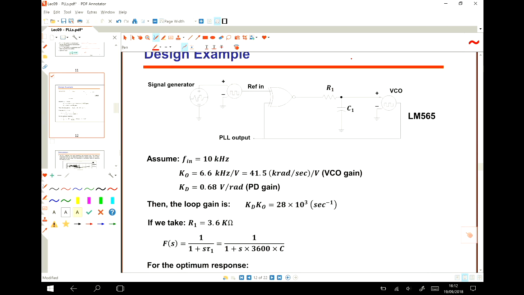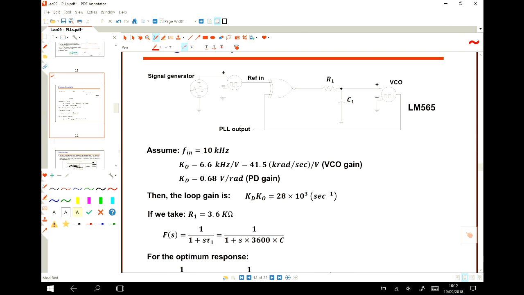This is an example for what I just said. So we have a PLL like this. This is our signal generator. So our signal generator generates a reference. We use the XOR as the phase detector. And then we use a low-pass filter, RC. So this is our low-pass filter. And then this is our VCO. The gain of this is KO divided by S. I mean the transfer function of this is KO divided by S. The transfer function of this is KD.